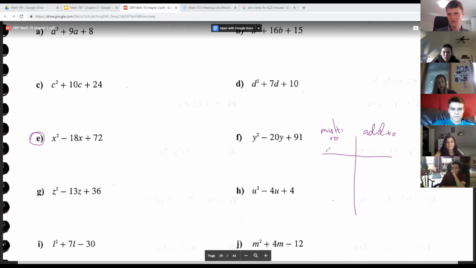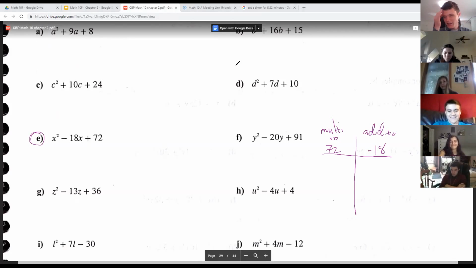What are we multiplying to? 72. Yeah, multiplying to 72, adding to what? 18. Well, yeah, negative 18, right? Yeah, negative 18. Okay, good.